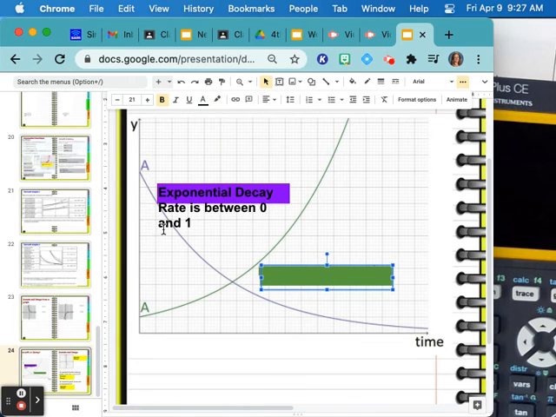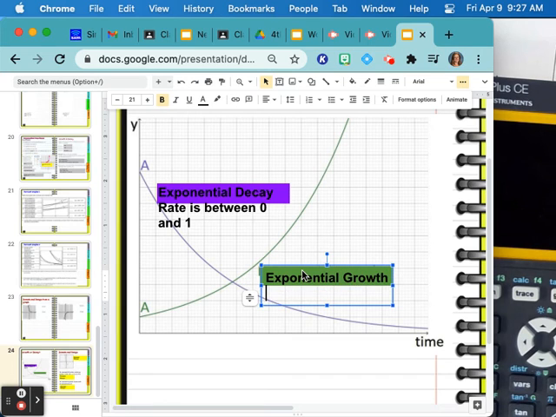So the purple one is a decay. It's going downhill, and the rate is between 0 and 1. You can't have a negative rate. You would just have a rate that is between 0 and 1. And then the other one, the green one, is an uphill slope. So this is called exponential growth. And that is when the rate is greater than 1.